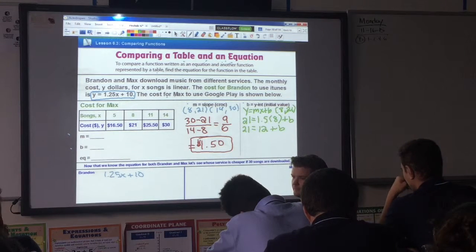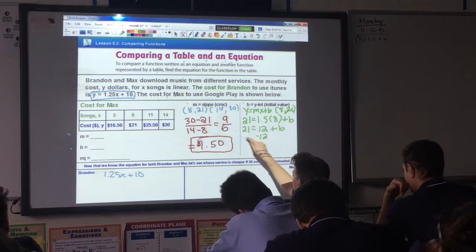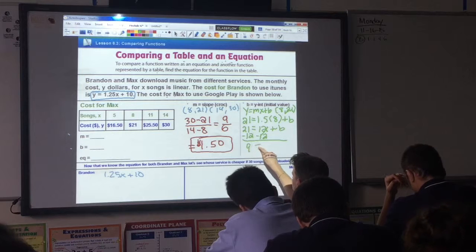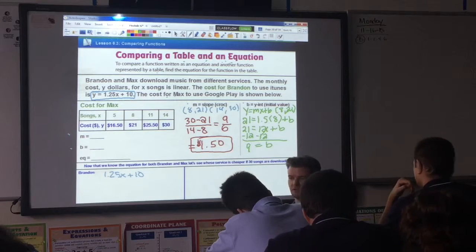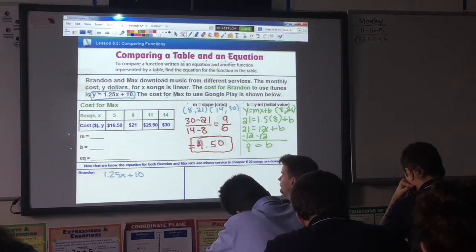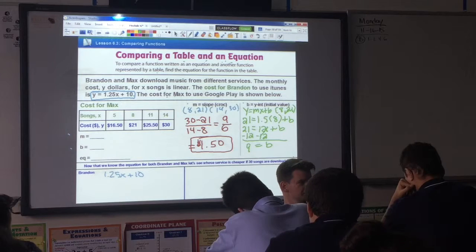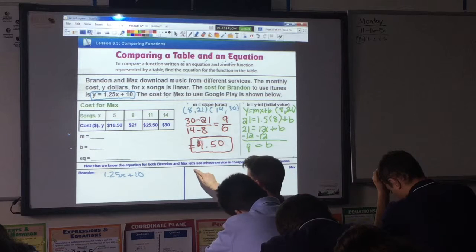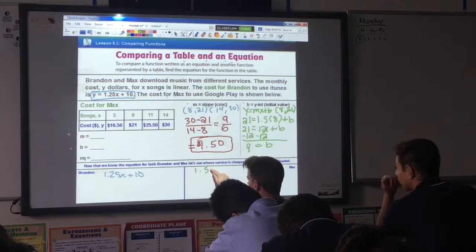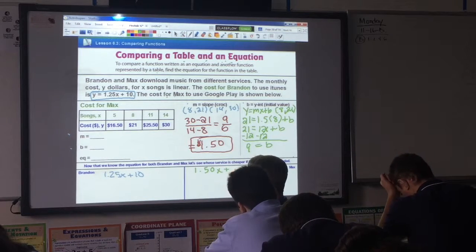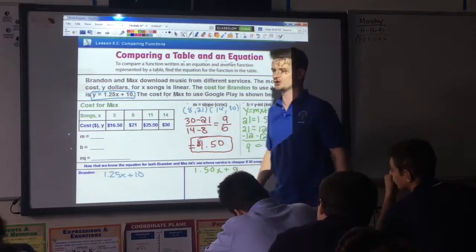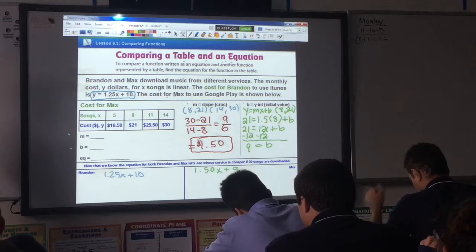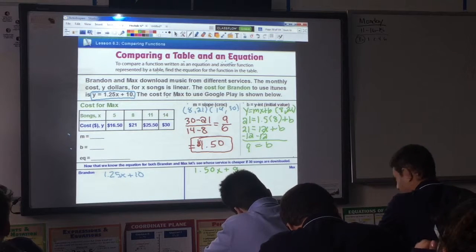What do I do now? Subtract. I subtract 12 from both sides. The 12s will cancel, and I get 9 is equal to b. So now, can I write my equation for Max? Yes or no? Yes. And what's the equation for Max? It will be 1.50x plus 9. Okay, so we have both equations. Now that I have both equations, I can move on to the second set of problems.